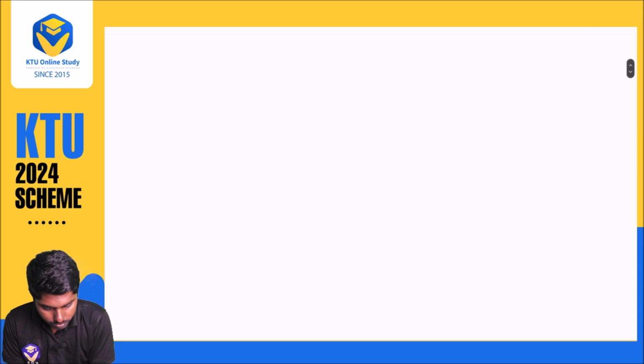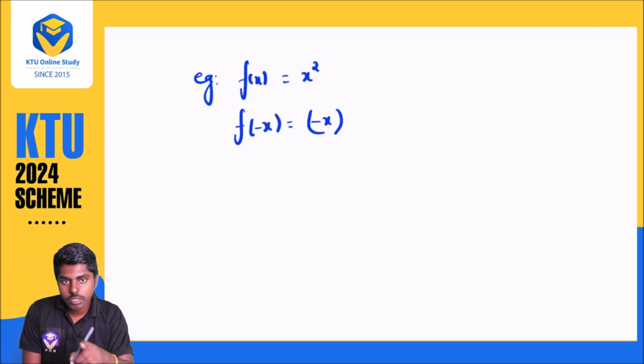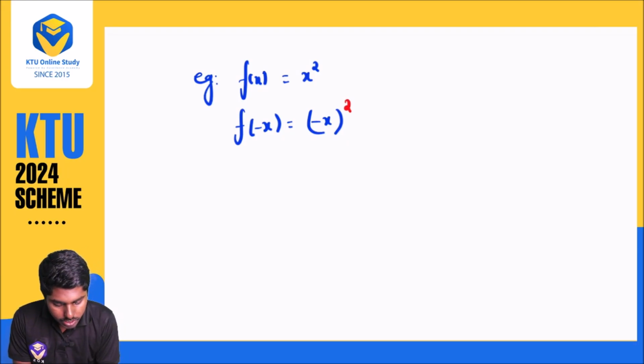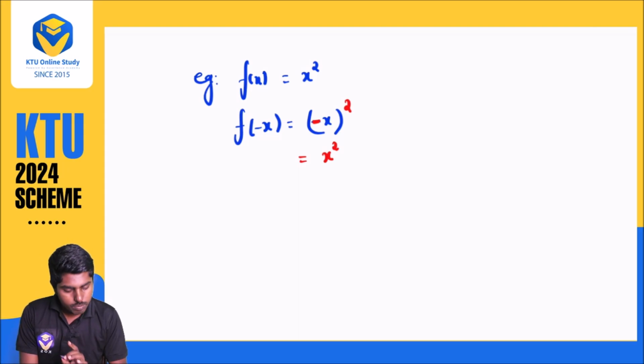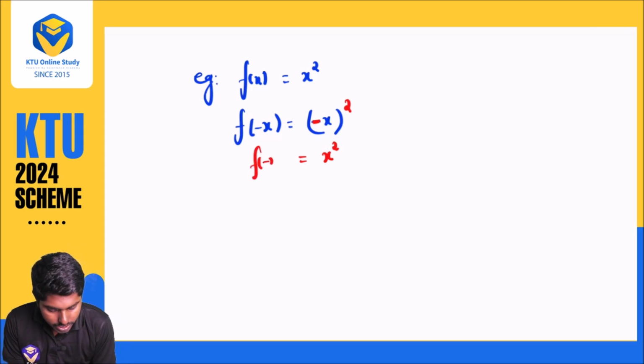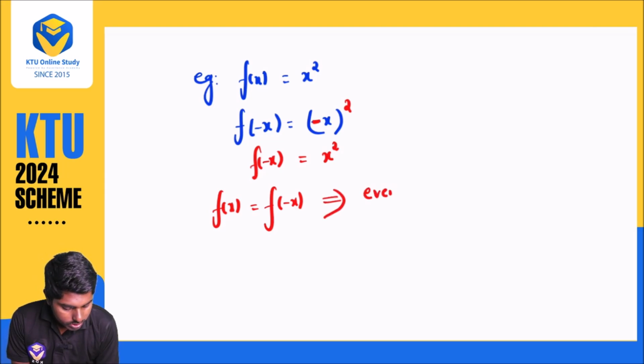Let me see an example of an even function. Let f of x be x square. I am replacing x with minus x, so minus x the whole square. Minus x the whole square is nothing but x square only, because minus into minus becomes plus. So f of minus x is also x square, so f of x is equal to f of minus x. This condition is called an even function.